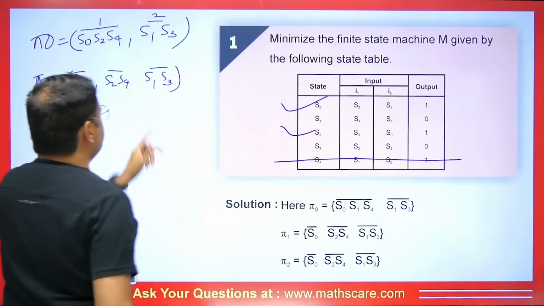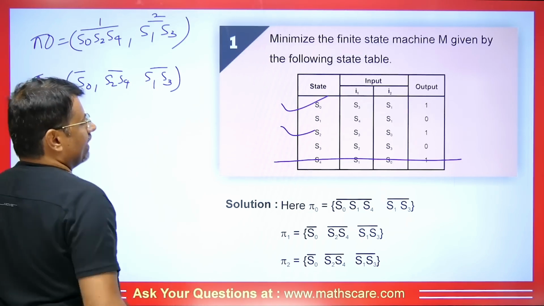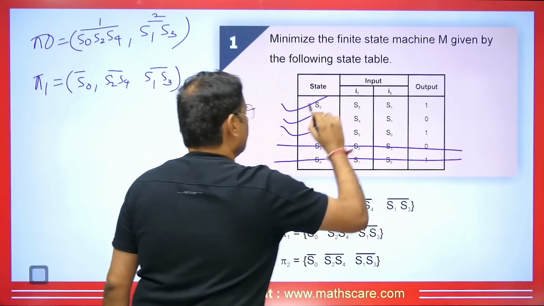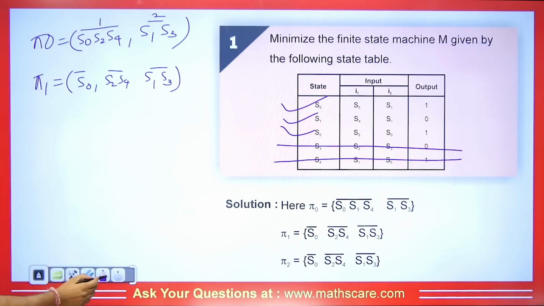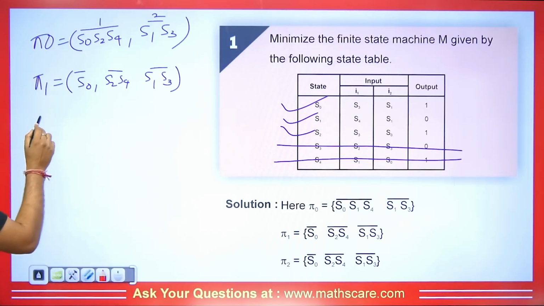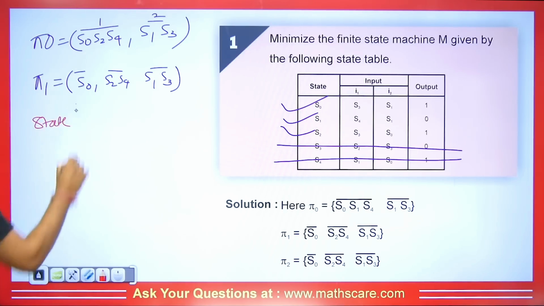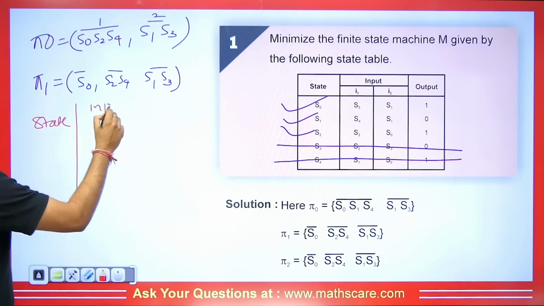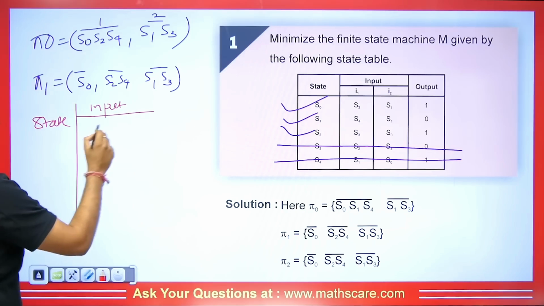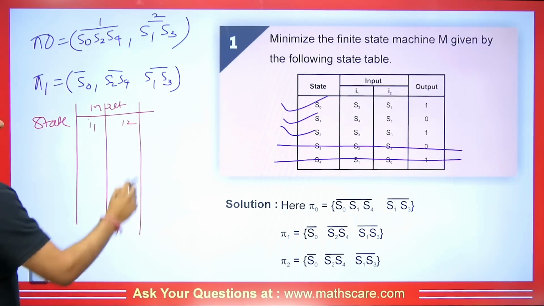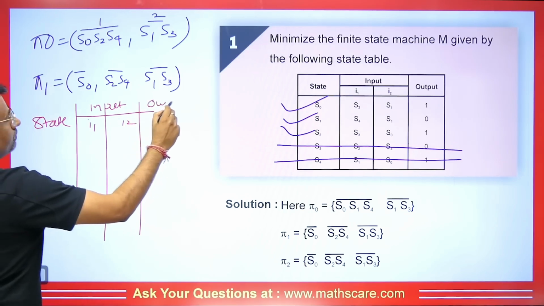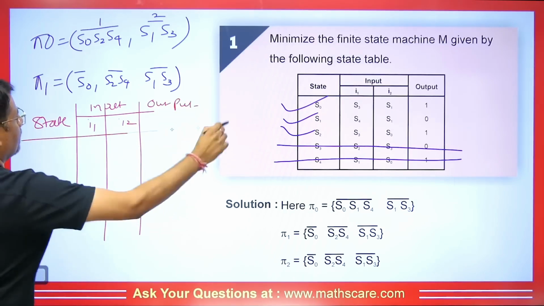Clear? Here is S1 and S3. Again, we can remove any one from these. Here I will remove S3 and take this. Now write this table again. So we will write the table here. Tell me what we will get here when we write the table. Here state. So students, here this will be the input. Here this will be I1 and I2. And here this will be what? Output. Is this clear or not? Okay. Right. So we will get this.